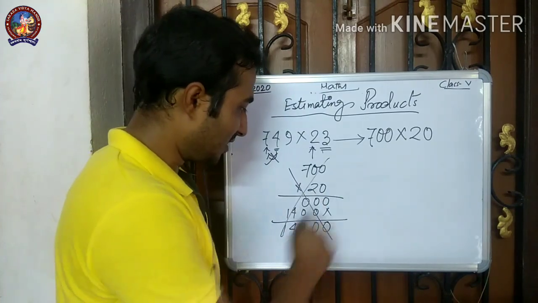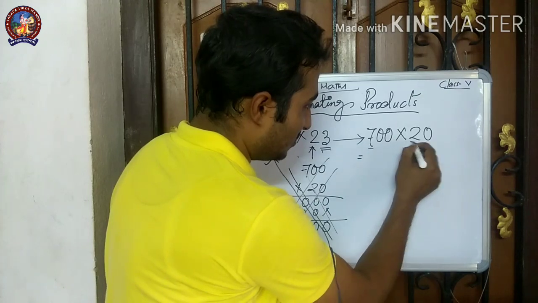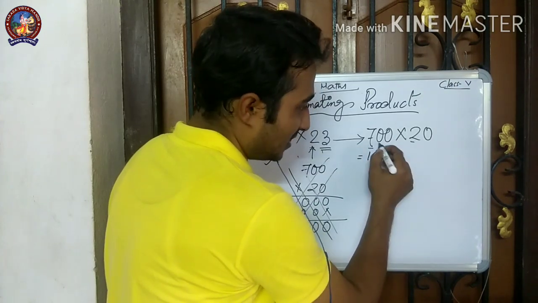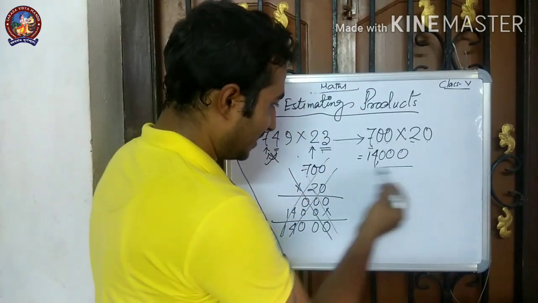No, this is a very wrong method. So what will we do? Simply 7 twos are 14, and how many zeros are there? 1, 2 and 3. So we put 3 zeros there, and we get our answer.